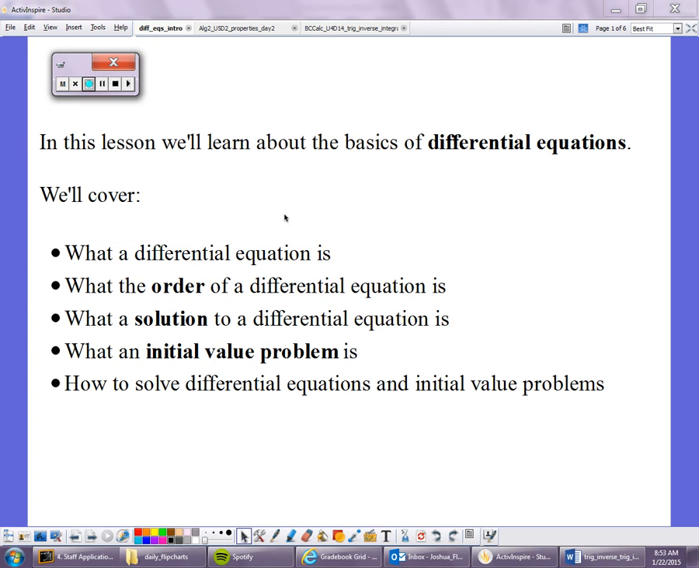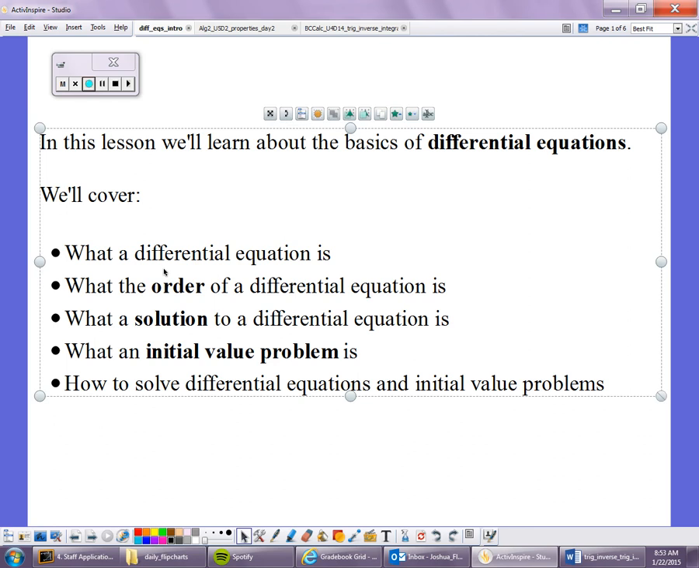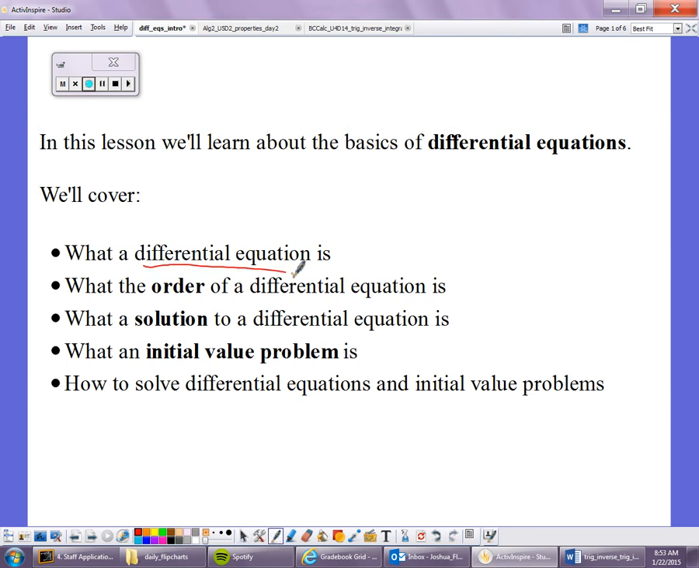All right, this is going to be the first introductory lesson to differential equations. What we're going to cover in this lesson: I'm going to cover what a differential equation is, which helps to start with, what the order of a differential equation is, what the solution to a differential equation is, what an initial value problem is, and how to solve both differential equations and initial value problems.